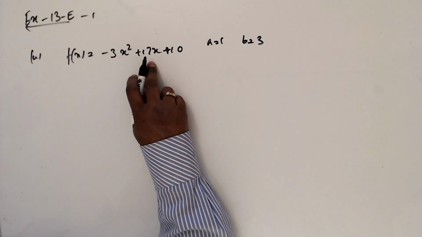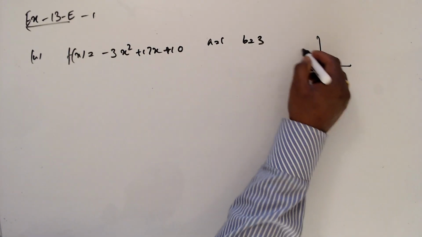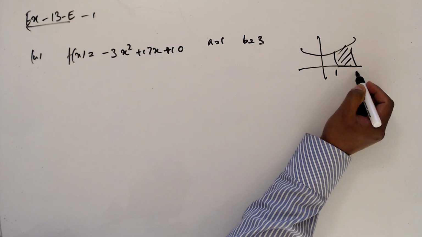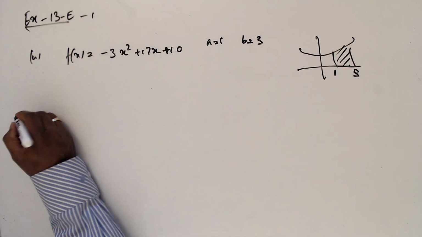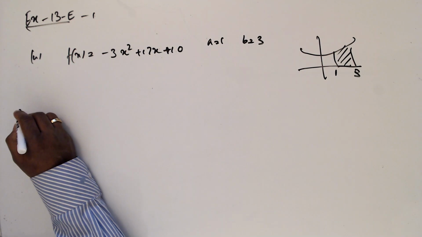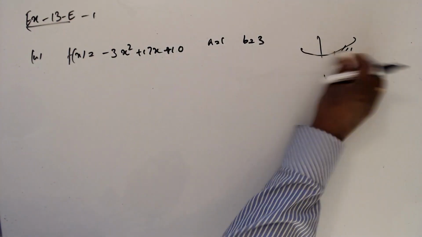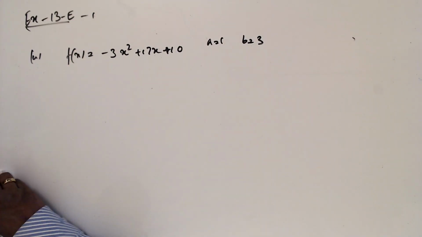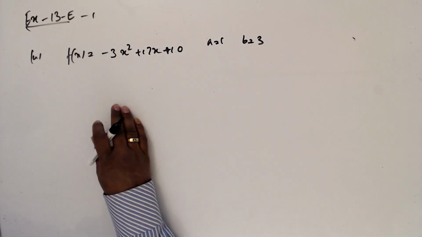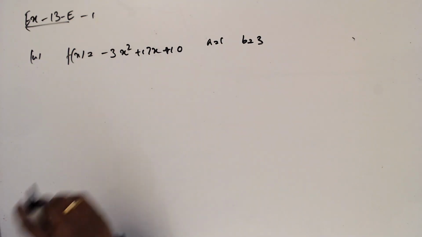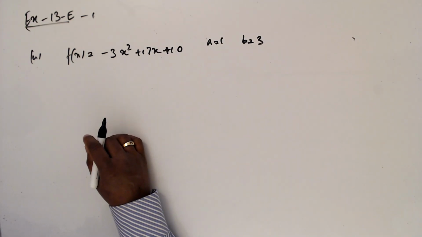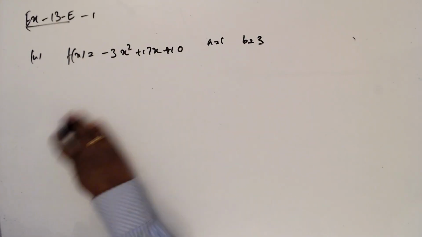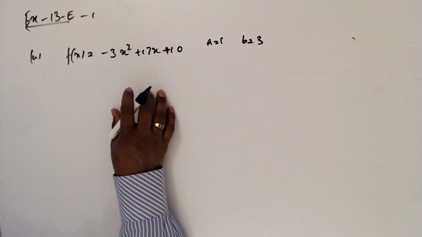So you can see this is a quadratic equation, and we are looking for the area from 1 to 3. So the formula is, we will try to sketch this one because we need to know whether this area is above the x-axis or below the x-axis. If it is below the x-axis, we have to work differently. So first of all, we'll try to sketch this one.